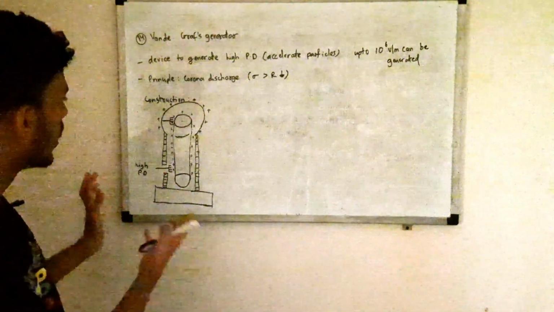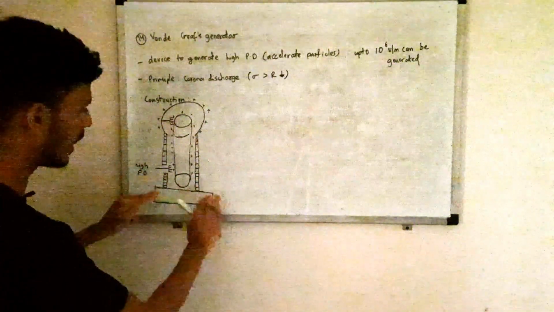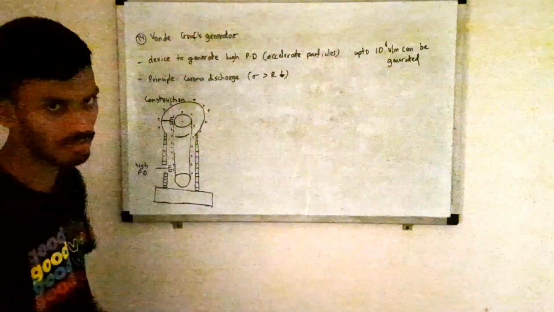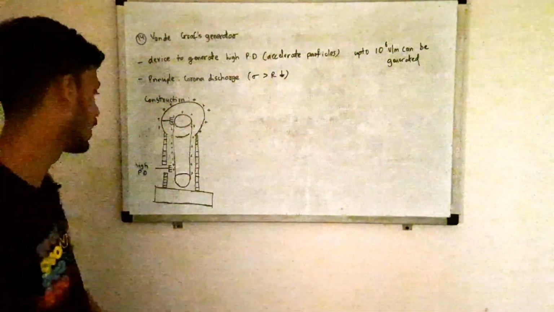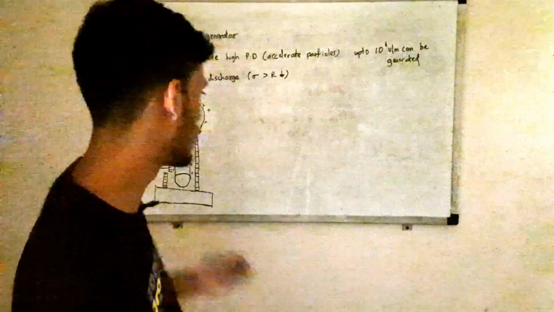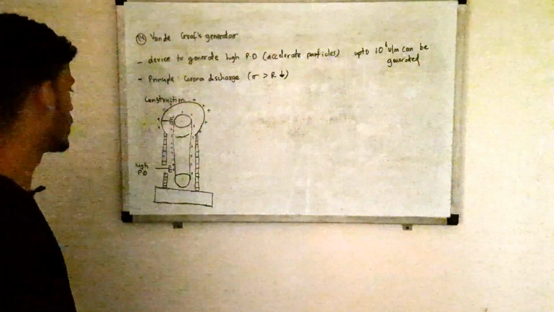Okay, so the construction is simple. We have a metallic sphere. It is placed on an insulating stand. Now we have two pulley system, like a conveyor belt, you can say. This belt is made up of insulating material. This brush we can call it, it is maintained at a very high potential, so it's a source of positive charges, you can say.